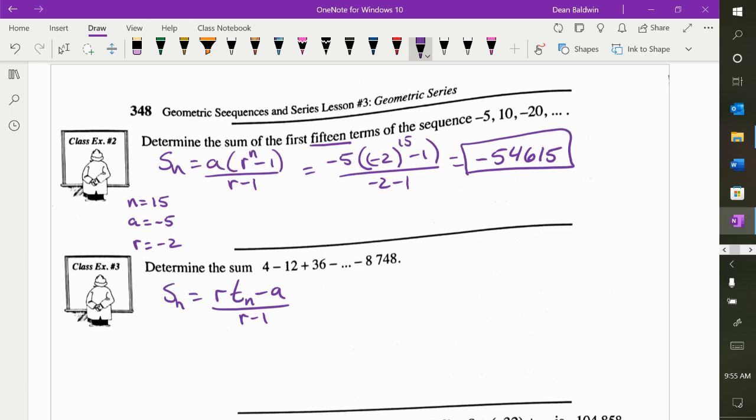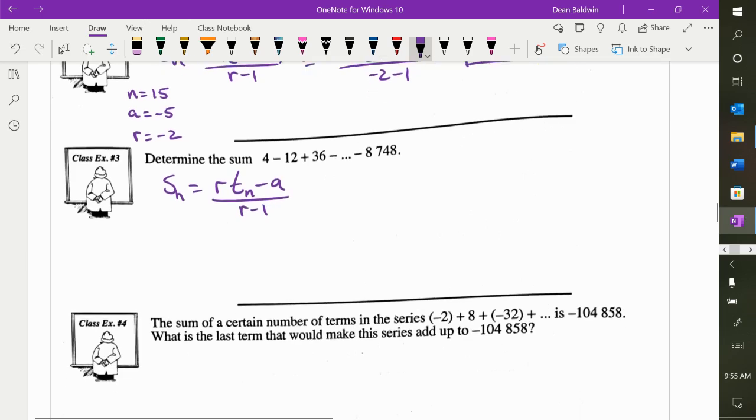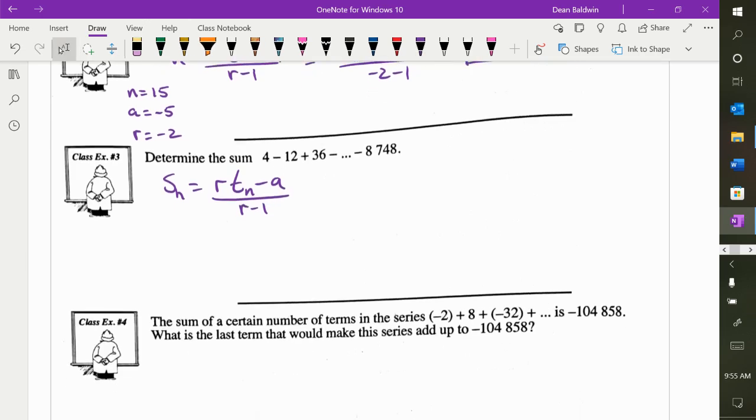Okay. Here is the only trick when they list it as a series. I shouldn't say the only trick, but the main thing that'll trip people up. You always take the sign that is in front of the number. So if you wrote this as a sequence, it would be 4, negative 12, 36, dot, dot, dot, and the last term would be negative 8748.